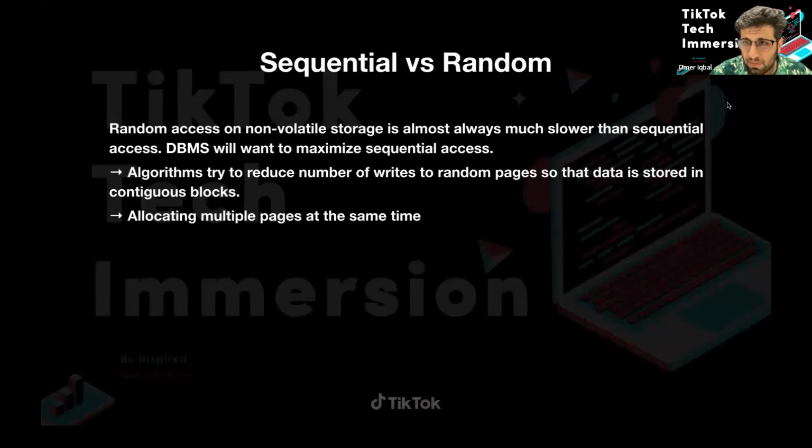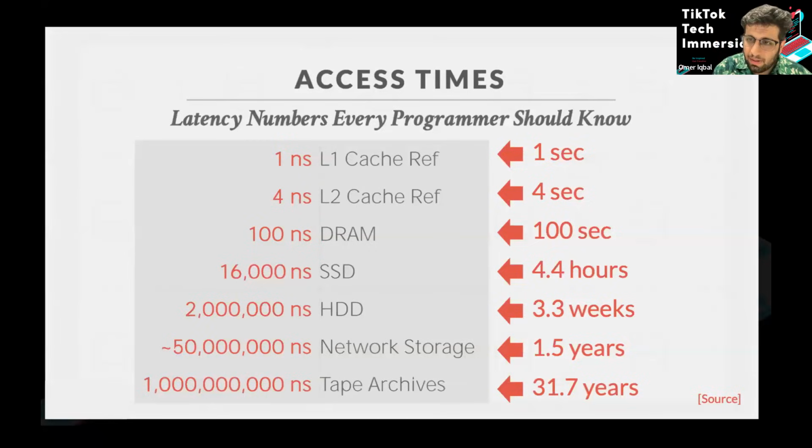All right. Another thing I want to highlight is the difference between sequential and random access. Random access, especially on a non-volatile store, is always going to be much slower than sequential access. So one very important point for databases is they want to maximize sequential access. Remember, because of this, the bottleneck in database systems is the hard drive or the SSD. It will not be your CPU.